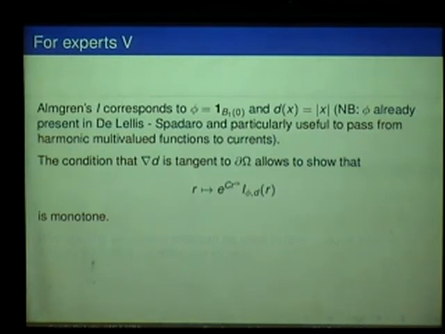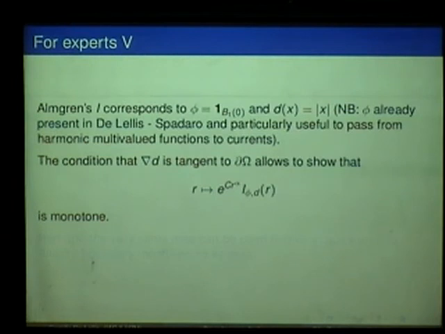Notice that Almgren's frequency function corresponds to a very particular choice. It corresponds to a choice of phi, which is the indicator function of the ball of radius 1, and a choice of d, which is the modulus of x. I also want to point out that this idea of using a smoothed frequency function via this phi is already present in my paper with Emanuele, and it's particularly useful to pass estimates from harmonic multivalued functions to currents. Here the important point is that the gradient of d has to be tangent to the boundary of omega, and then this quantity is monotone.